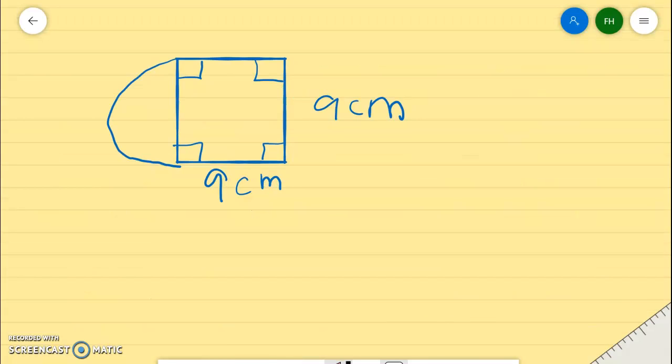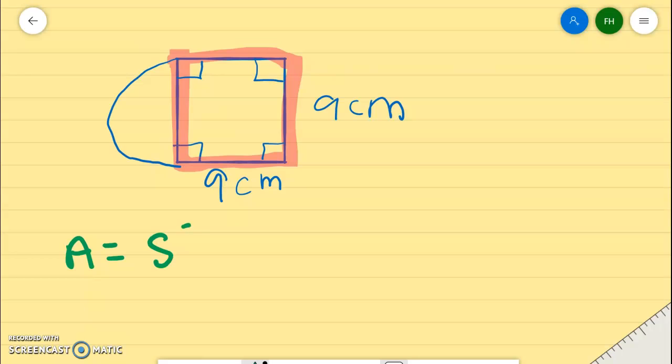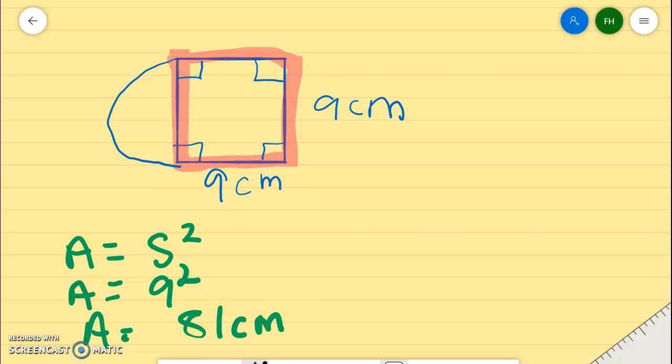Alright, so I would start this one with the square because this is the easiest to remember. The area of a square is side times side, which is side squared. So 9 times 9, or 9 squared, would be 81 square centimeters. Please don't forget to put your unit of measurement because she will probably count off.